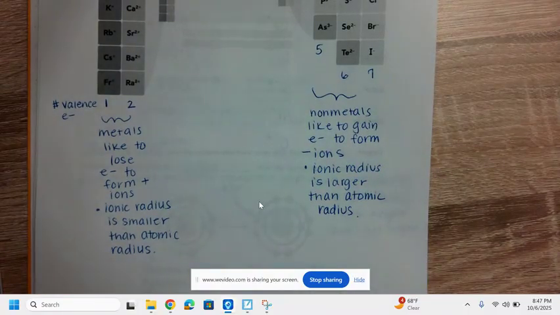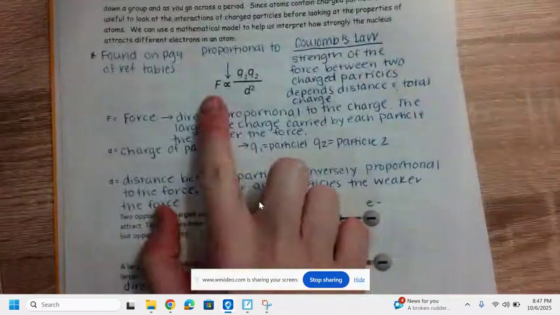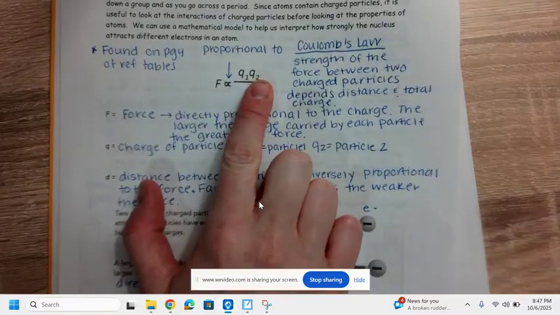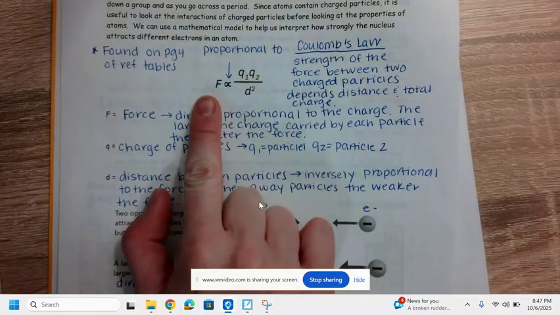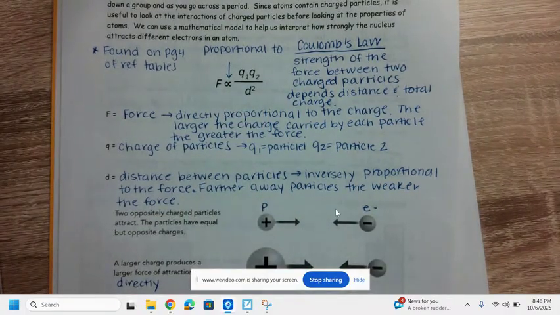Awesome. So hopefully this gave you a summary of the different ions that things form, what happens to the size of the radius as an ion forms, and also looking at Coulomb's law and understanding the relationship between electrostatic force and charge, that they're directly proportional, and electrostatic force and distance between charges, which is inversely proportional.